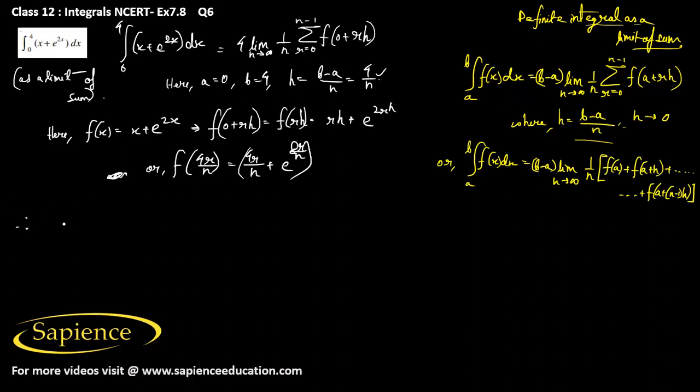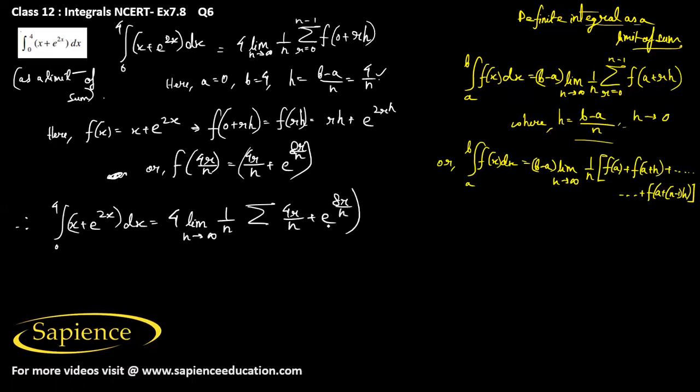Now therefore the integral from 0 to 4 of x plus e power 2x dx will be equal to 4 into limit n tends to infinity 1 by n into summation of 4r by n plus e power 8r by n, and r will go from 0 to n minus 1.